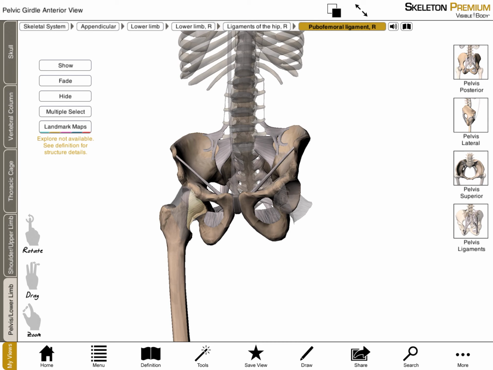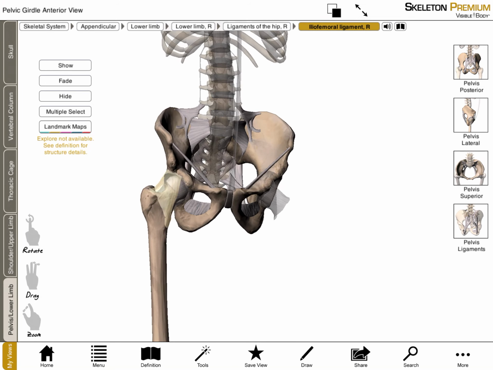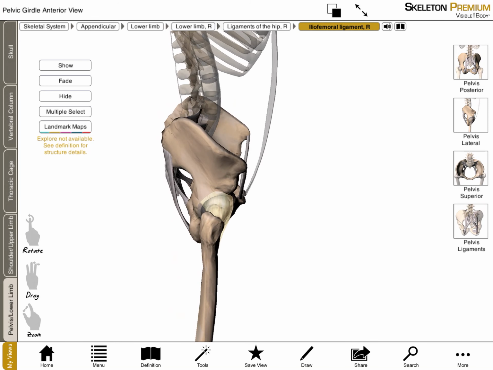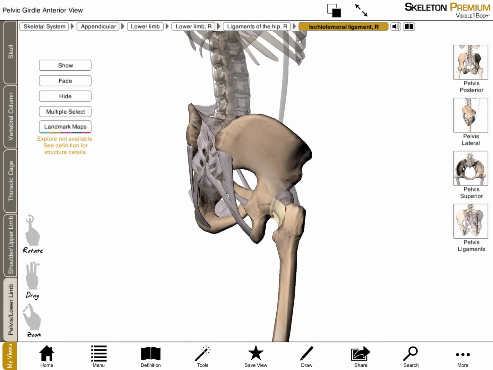And how the ligament is named is going to depend on where it attaches to the pelvis. So the pubofemoral ligament is coming off the femur and attaching to the pubic bone on the pelvis. The iliofemoral ligament is running from the femur and attaching to the ilium, and the ischiofemoral is attaching to the ischium on the pelvis. So each of those ligaments is going to restrict certain movements at the hip joint.